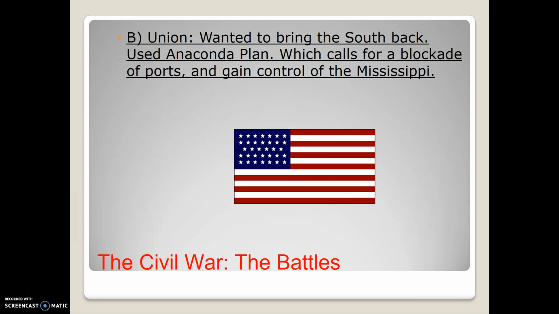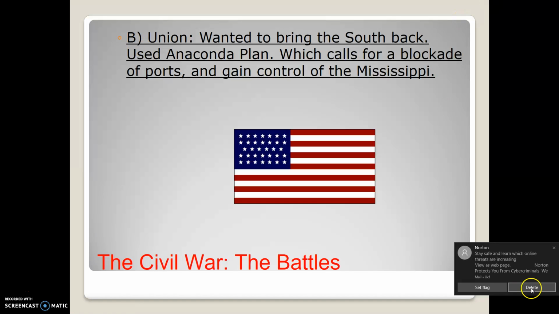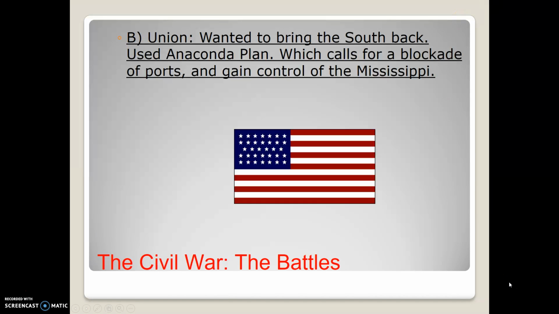While the Union's main goal is to bring the South back, and they have this idea called the Anaconda Plan, which calls for blockading all the ports and beginning to control the Mississippi River. The idea is like how an anaconda chokes its prey, the Union wants to do the same thing: slowly but surely wrap itself around the Confederacy until it can no longer survive, cutting off the Confederacy's lifeblood, which is trade.